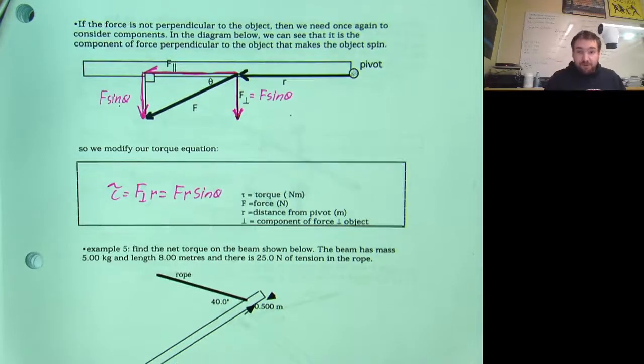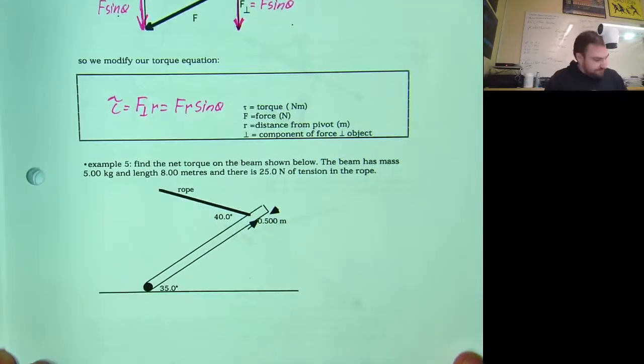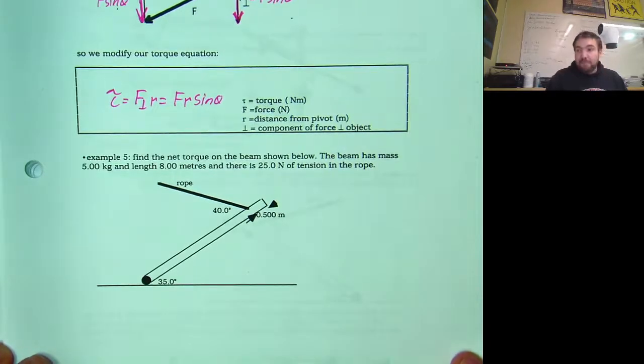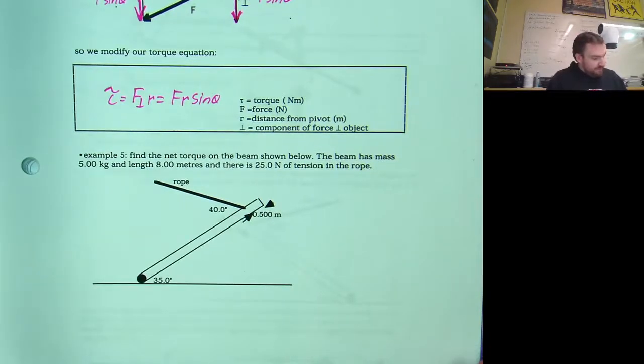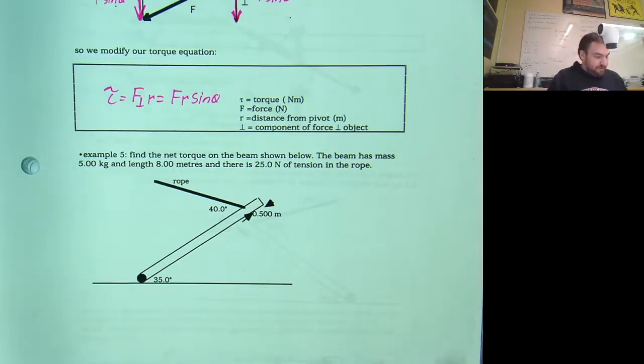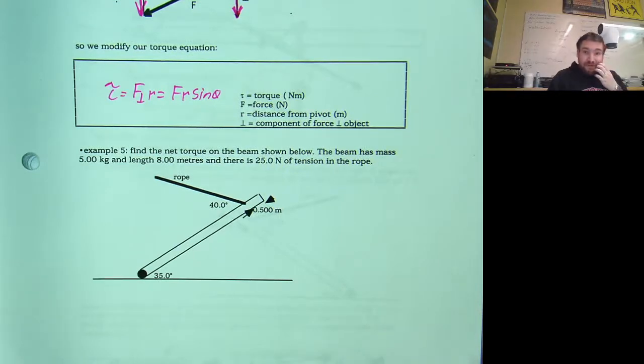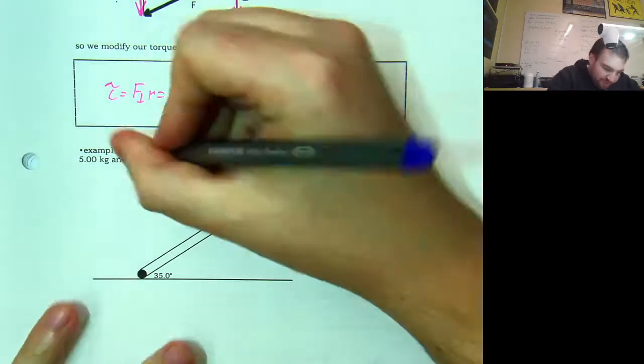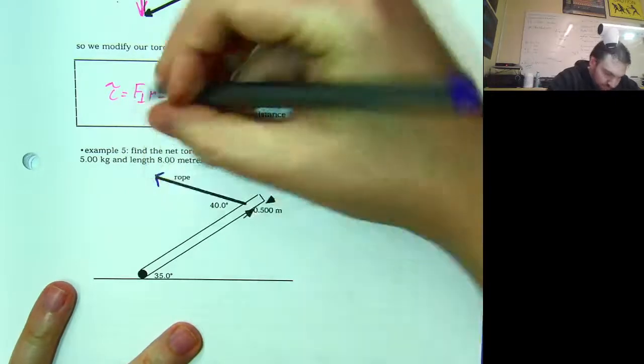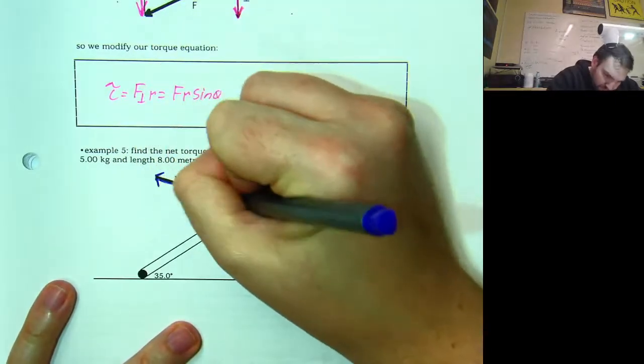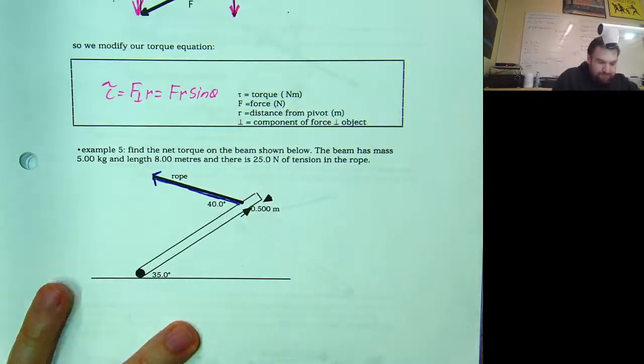Let's do another example that requires exactly that. So I've got a beam acting off on an angle. Let's look at what we've got here. Let's label all of our forces. We've got tension in the rope. Okay, that's one force.